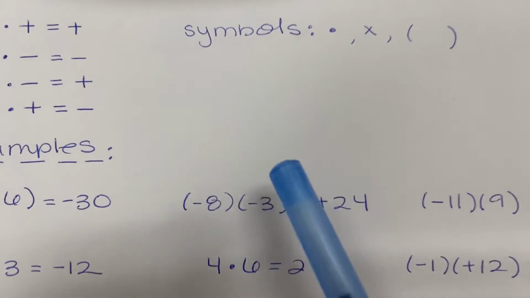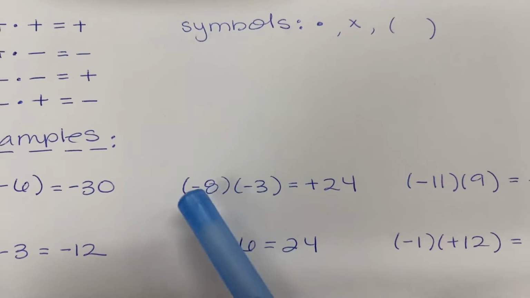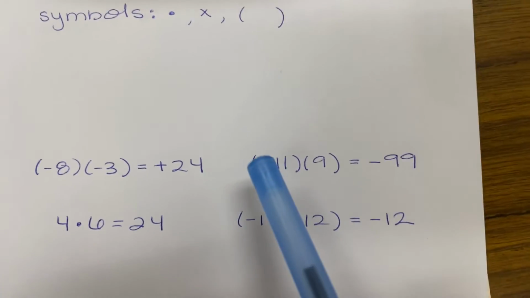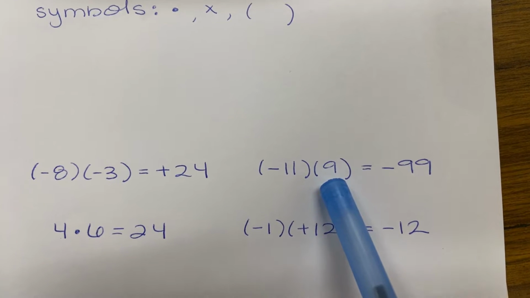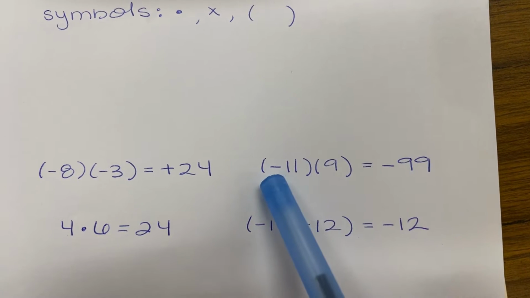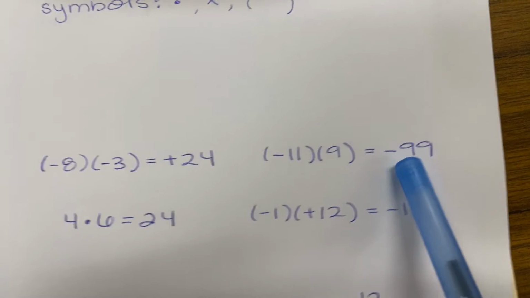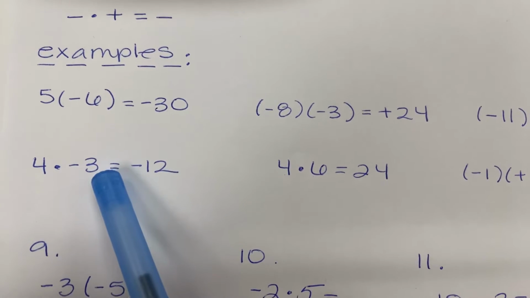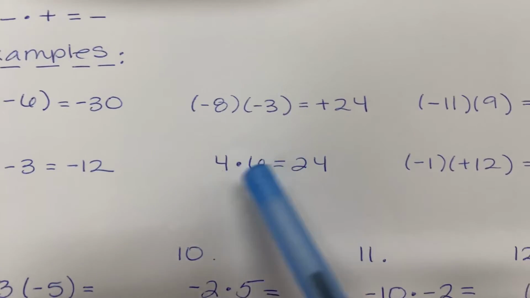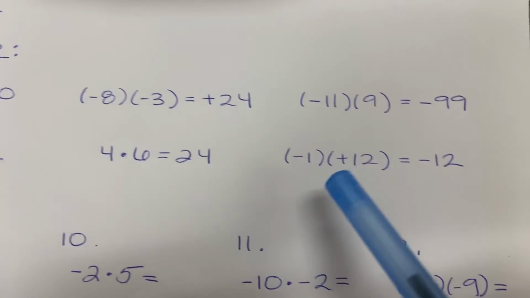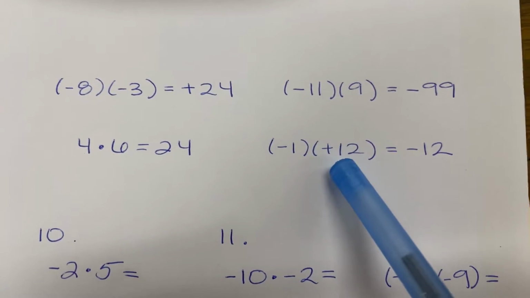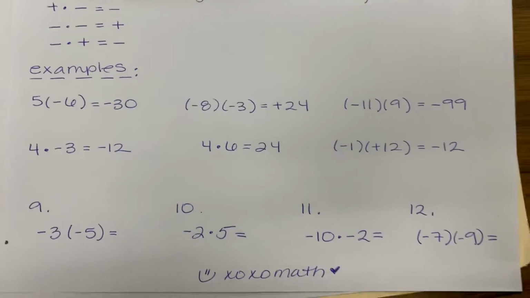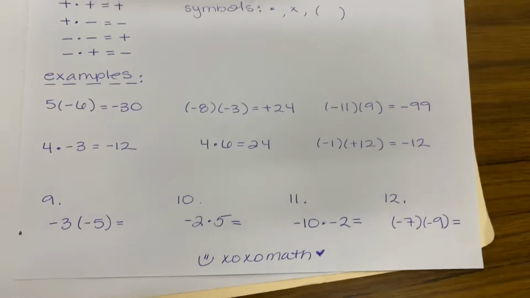Negative 8 times negative 3: a negative times a negative is a positive, 8 times 3 is 24. Negative 11 times positive 9 is negative 99, because a negative times a positive is a negative. 4 dot, still times, negative 3 is negative 12. 4 times 6 is 24. Negative 1 times positive 12 is negative 12. So I'm just writing the various ways that you would see it.